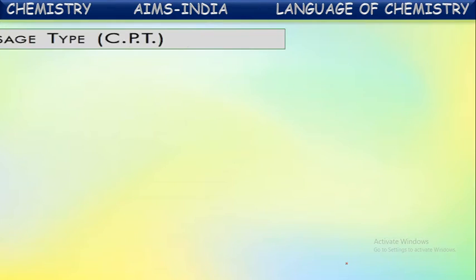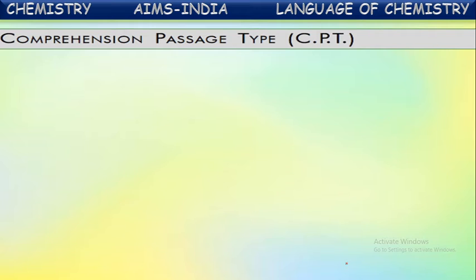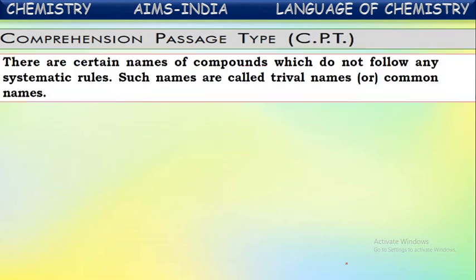Okay, next one. The next type is comprehension type questions. Here they have given a passage. Let us see first the passage given. There are certain names of compounds which do not follow any systematic rules. Such names are called trivial names or common names. Okay, based upon this, let us see the questions given.